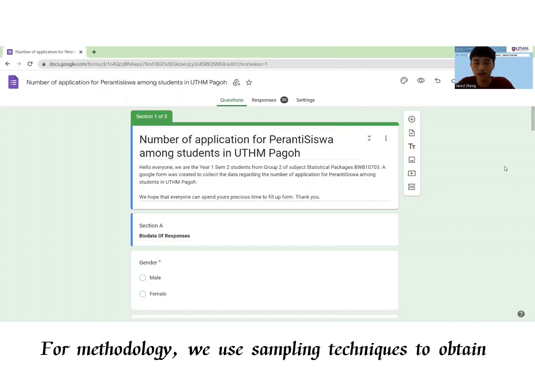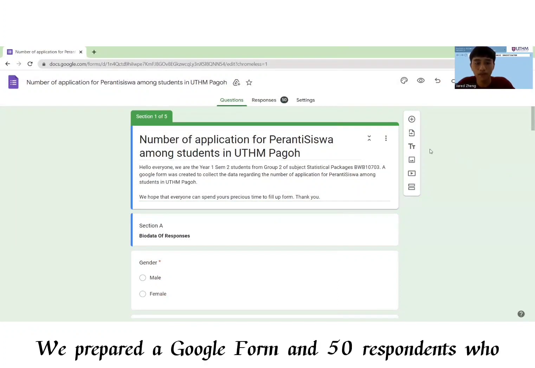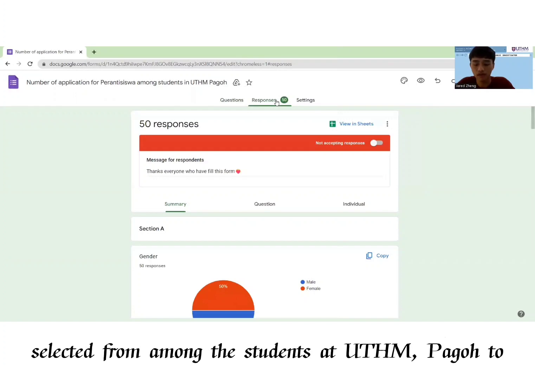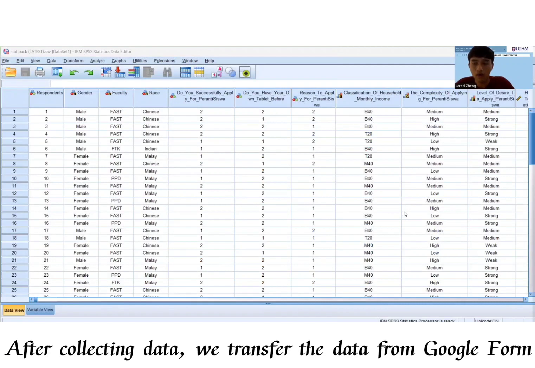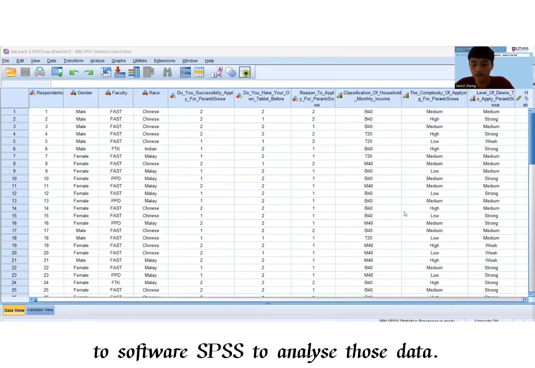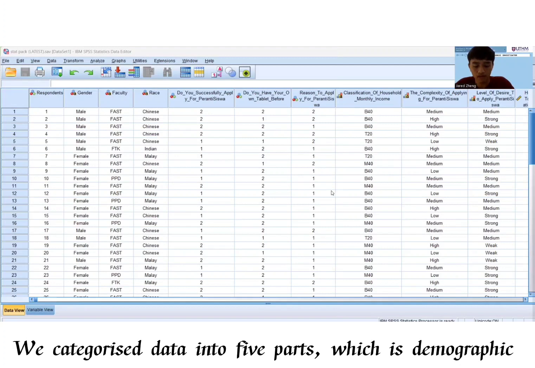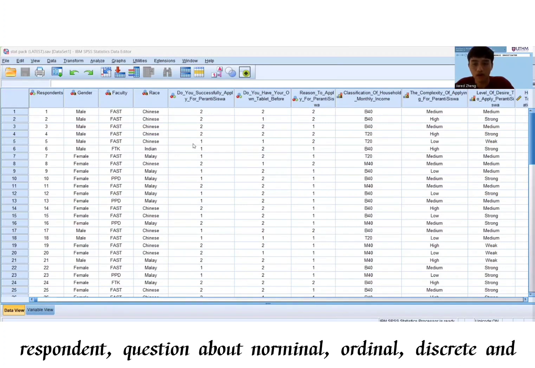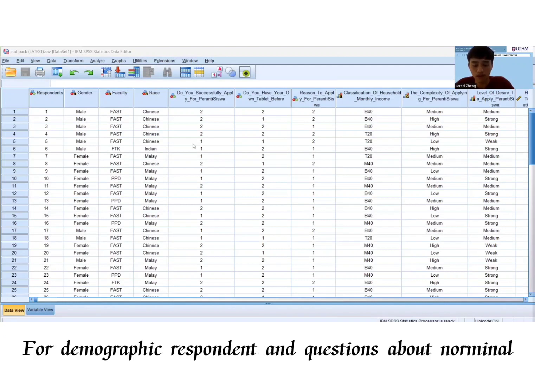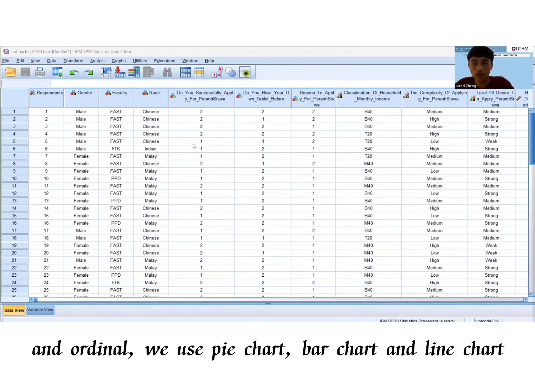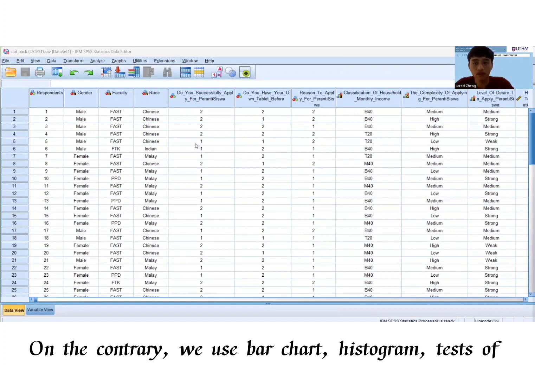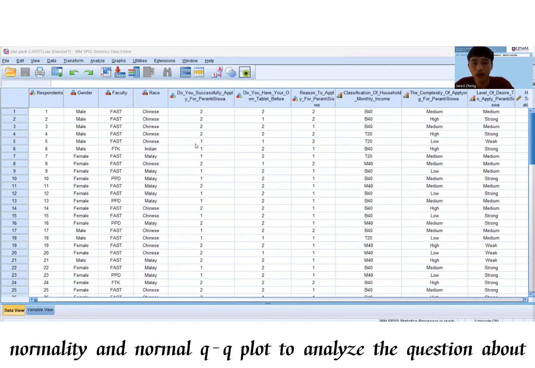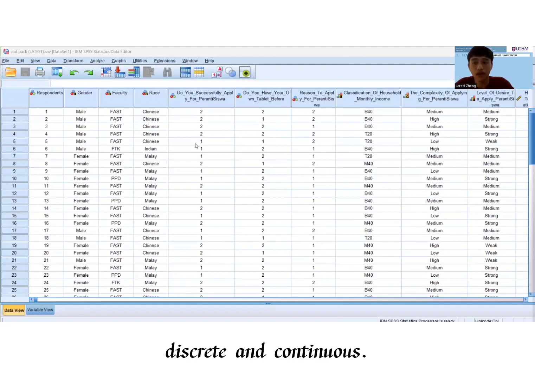For methodology, we use a sampling technique to obtain information for this group project. We prepared a Google Form, and 15 respondents selected from among the students at UTHM Pagoh answered the questionnaire. After collecting data, we transferred the data from Google Form to the software SPSS to analyze it. We categorize data into 5 parts, which are demographic respondent, and questions about nominal, ordinal, discrete, and continuous. For demographic respondent and questions about nominal and ordinal, we use pie chart, bar chart, and line chart to analyze those data. On the contrary, we use bar chart, histogram, test of normality, and normal QQ plot to analyze the questions about discrete and continuous.